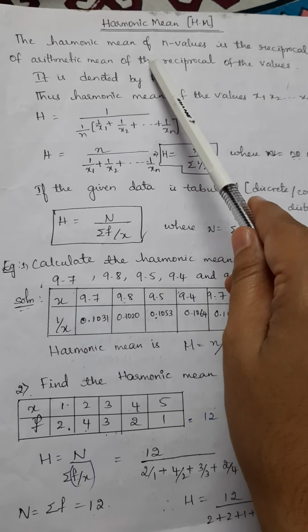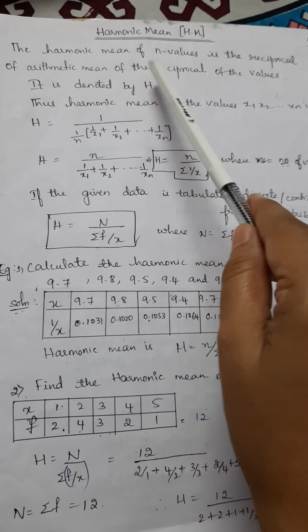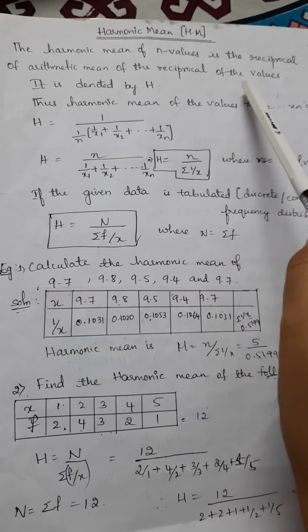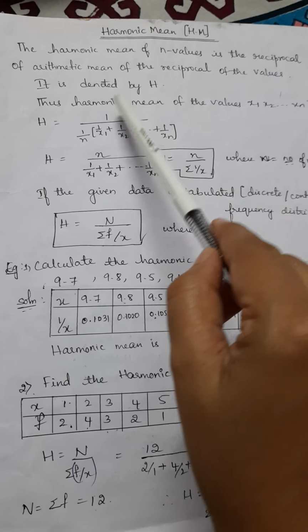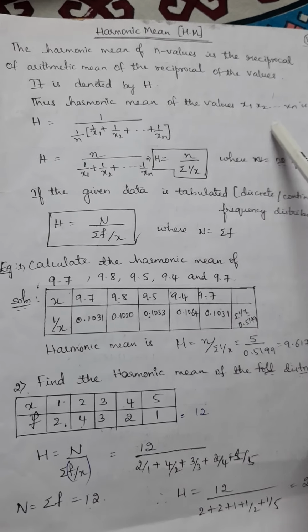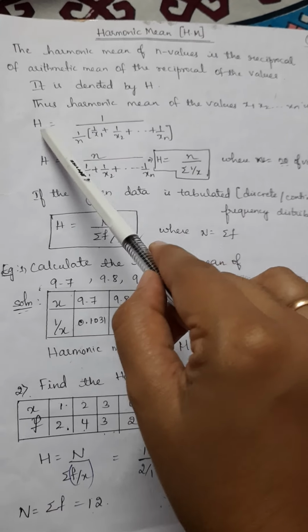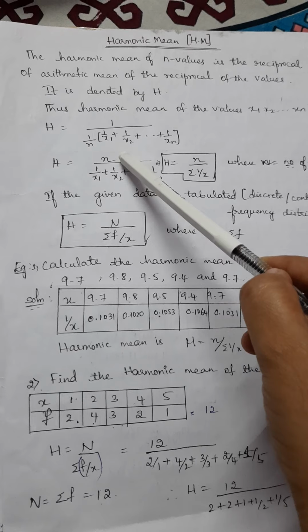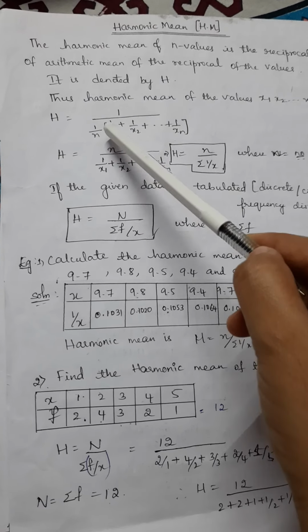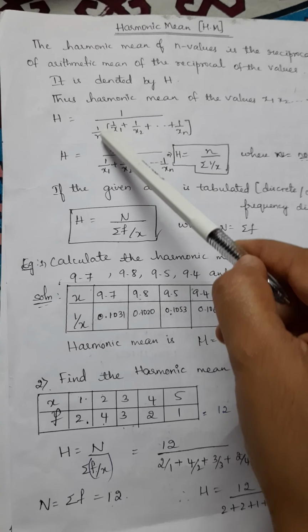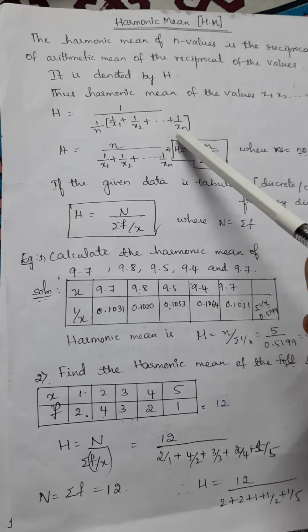The harmonic mean of n values is the reciprocal of the arithmetic mean of the reciprocals of the values, and harmonic mean is denoted by H. So harmonic mean of a set of n values x1, x2, say xn, is given by H is equal to the reciprocal of the arithmetic mean, that is 1 by n times (1 by x1 plus 1 by x2 plus etc. 1 by xn).